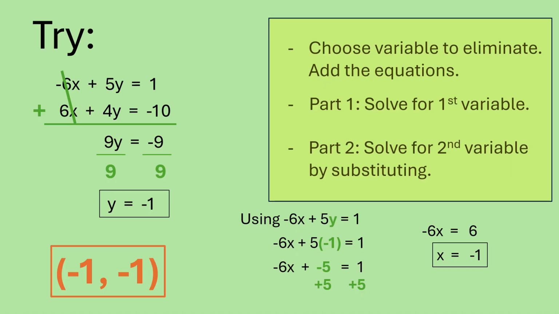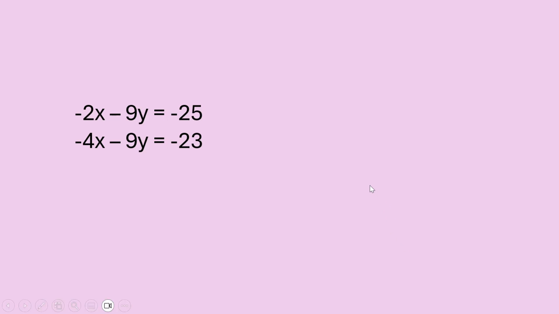Okay, let's take a look at this one. So this one's a little more interesting. Let's go ahead and add these equations and see what happens. If we add these two equations together, negative 2 plus negative 4 is negative 6x, and negative 9 plus negative 9 is negative 18y. And then here we get negative 48.